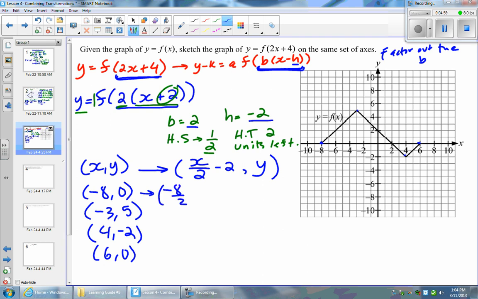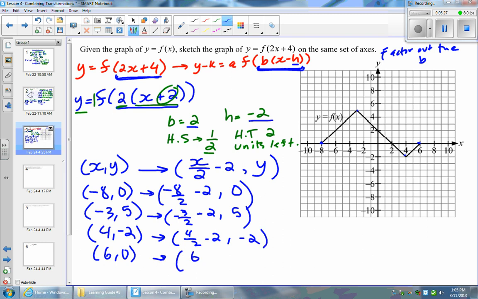So negative 8 divided by 2 minus 2 gives you the first point, comma 0. We have negative 3 divided by 2, sorry, and then finally subtract 2, sorry about that, and positive 5. Okay, let's keep going. We have 4 divided by 2 minus 2, comma, negative 2. And finally, we have 6 divided by 2 minus 2, and the y value stays the same at 0. All right, so here are my points. Obviously, they don't look very nice. Let's go ahead and carry out our operations.